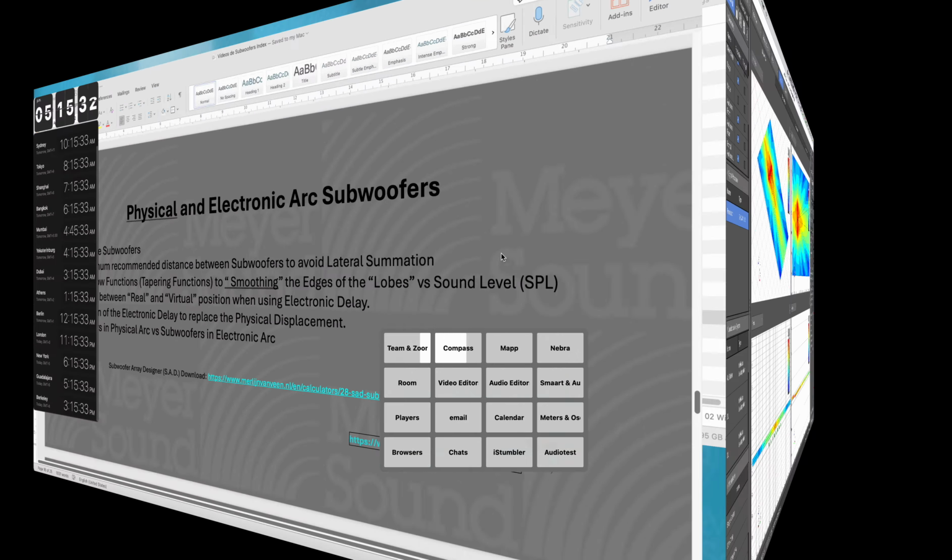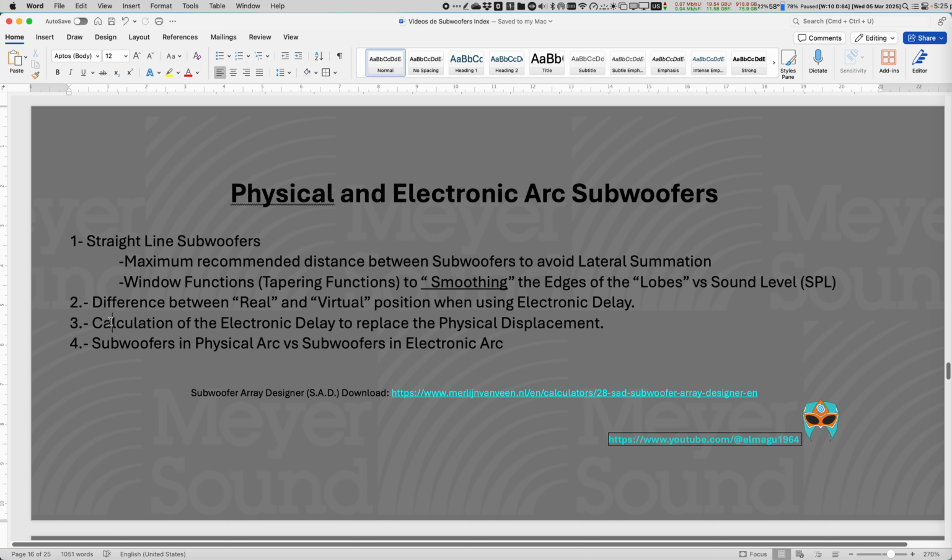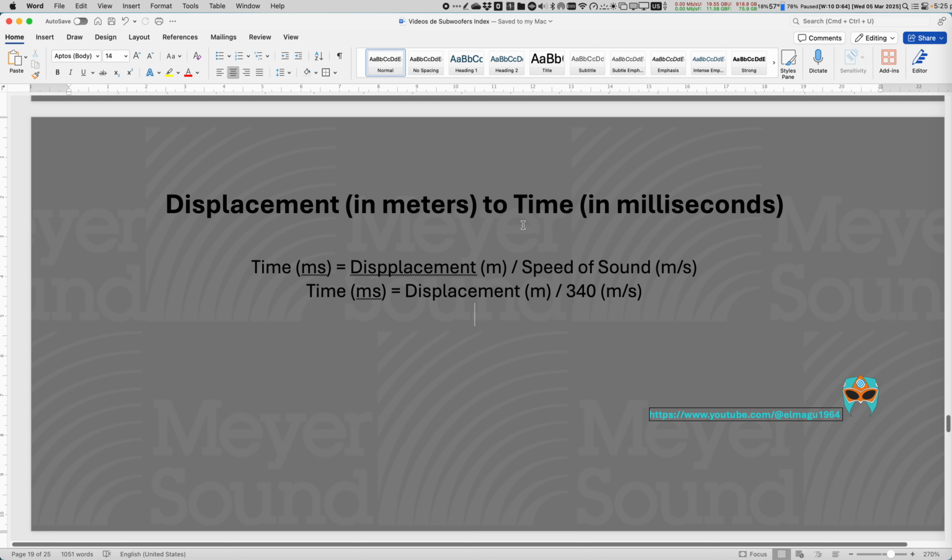Okay, having said this, let's go back to understand how to calculate the electronic delay that will replace the physical displacement by the value of electronic delay in your processor. This displacement is very simple. The time in milliseconds is the displacement, in this case in meters, divided by the speed of sound in meters per second. In other words, time in milliseconds is the displacement in meters divided by the standard speed of sound, 340 meters per second.